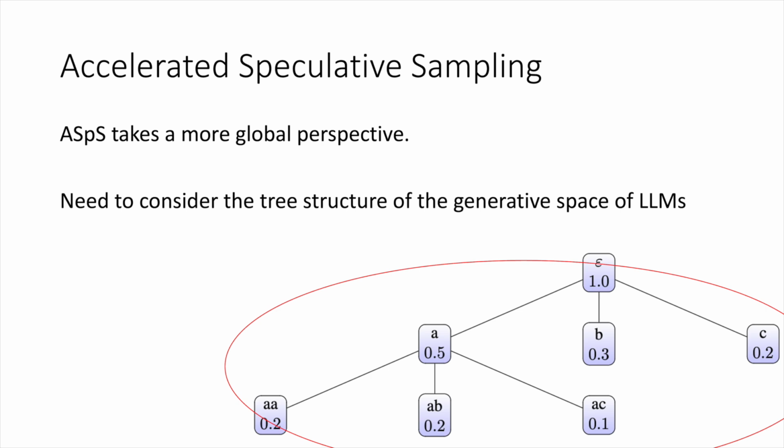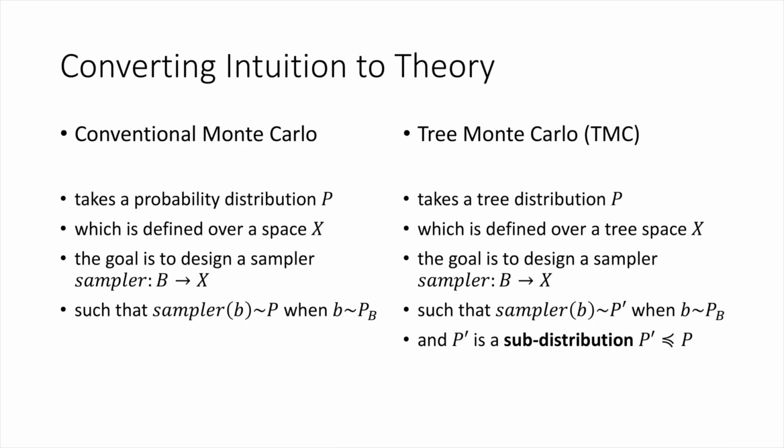However, to achieve this, we need appropriate mathematical tools to handle the tree structure of the generative space of large language models. To convert our intuition into a solid mathematical framework, let's first review conventional Monte Carlo methods. In conventional Monte Carlo, we have a probability distribution P defined over a space X. The goal is to design a sampler that maps from a random source space B to X, such that when we sample from the distribution P_B, the output of the sampler follows the targeted distribution P.